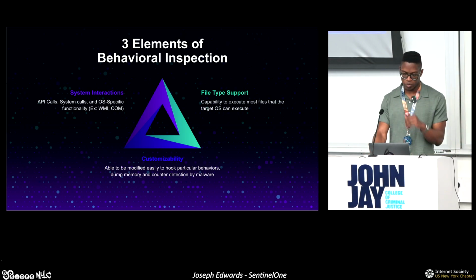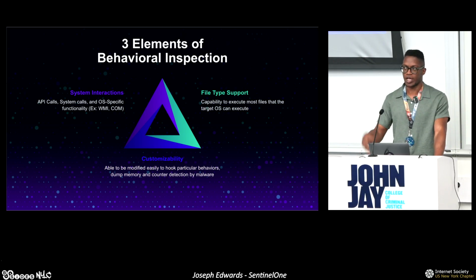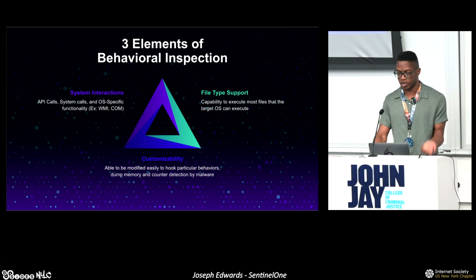So file type support can be important just because, if your tool doesn't support looking at this type of file, you're going to have to go download another tool. You're going to have to take another approach. Whereas if you have something that is mimicking whatever operating system you're using well enough that it can handle any file that operating system would execute, then you have a more comprehensive solution.